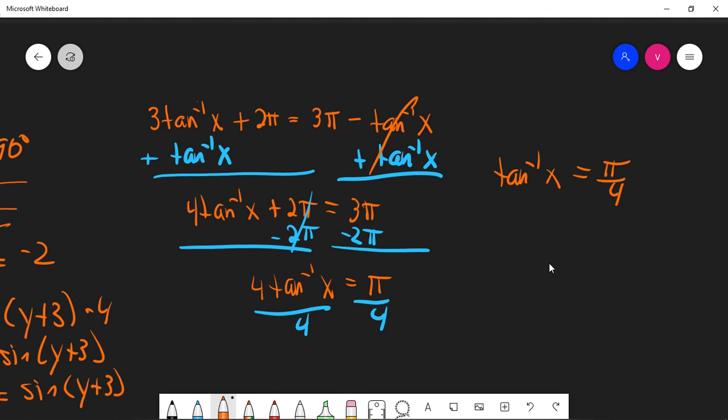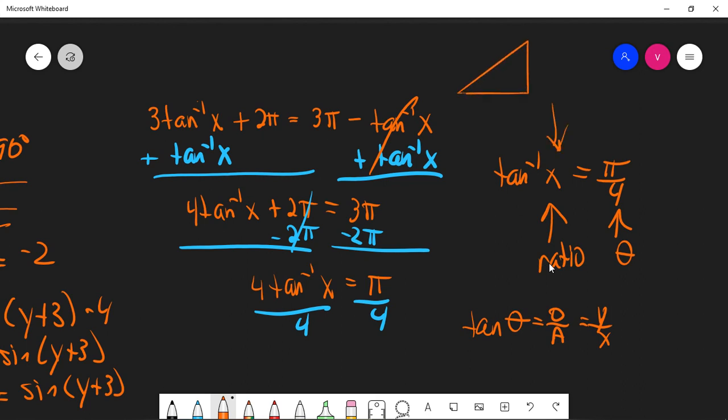So again, with tangent inverse, in is a ratio, out is an angle. So what ratio do you have for pi over 4 for tangent? Remember, tangent of an angle is equal to opposite over adjacent, or y over x. That ratio is going to be a special right, 45, 45, 90. That ratio is going to be 1. That's your answer.